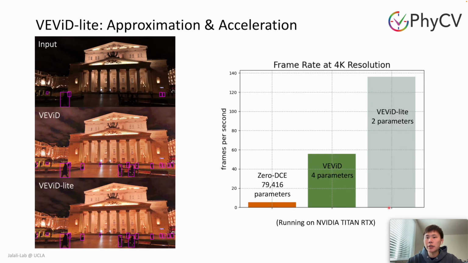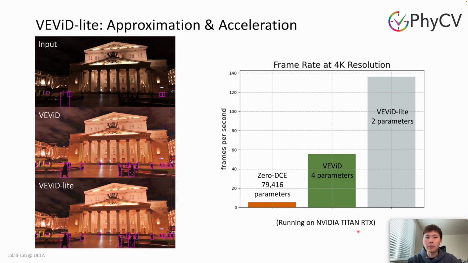To further accelerate the low-light color enhancement operation, we propose VEVID-lite, which is a numerical approximation of the full VEVID algorithm. More specifically, we remove the time-consuming Fourier transforms in the original VEVID algorithm and replace them with a closed form approximation in the spatial domain only. It further reduces the computational time without appreciable sacrifice in the result quality, as you can see on the left.